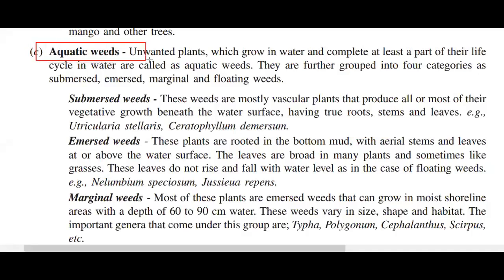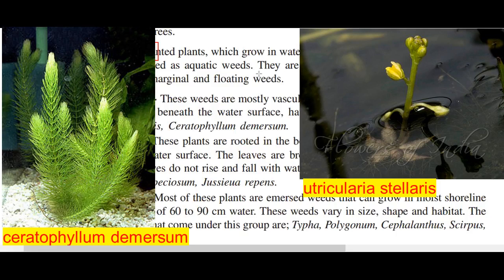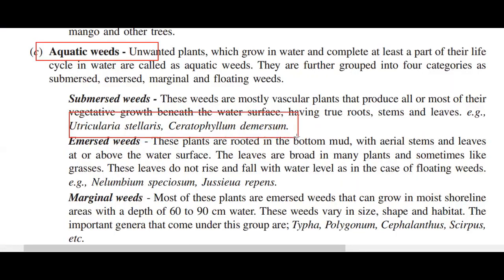The third one is a special category, aquatic weeds. Unwanted plants which grow in water and complete at least a part of their life cycle in water are called aquatic weeds. They are further grouped into four categories: submerged, immersed, marginal, and floating weeds. So let's discuss one by one. The first category is submerged weed. These weeds are mostly vascular plants that produce all or most of their vegetative growth beneath the water surface, having roots, stem, and leaves. As examples, Utricularia stellaris and Ceratophyllum demersum.